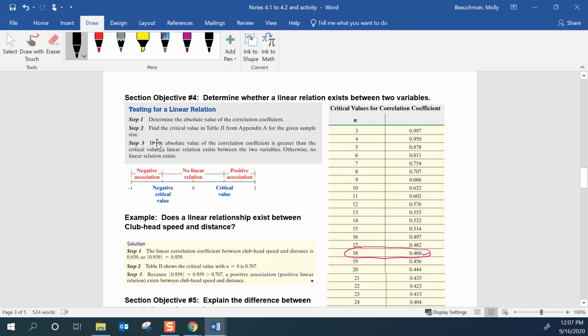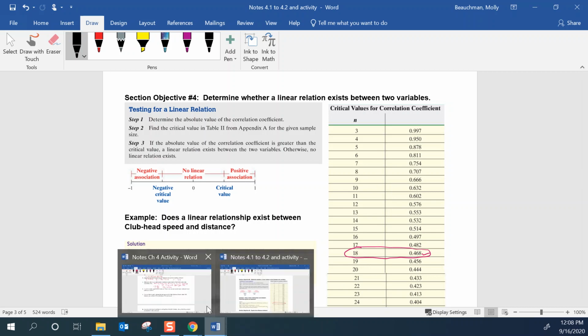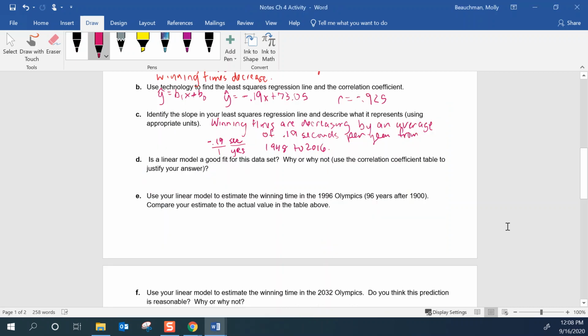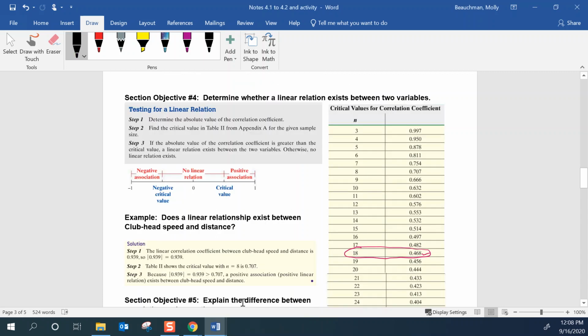So what we're going to do is compare that. If the absolute value of our correlation coefficient is greater than the critical value, then yes, we have a linear relation. So that 0.468 tells us that yes. So the answer is yes. The absolute value of our correlation coefficient of 0.925 is greater than the critical value of, what was it, 0.428? 0.468.